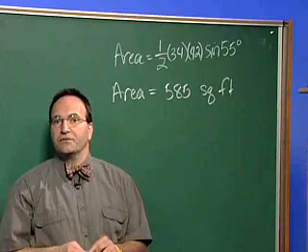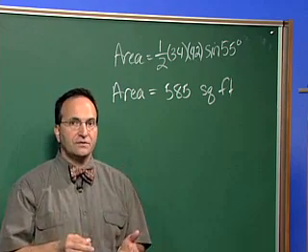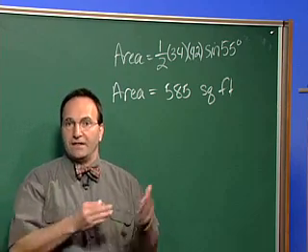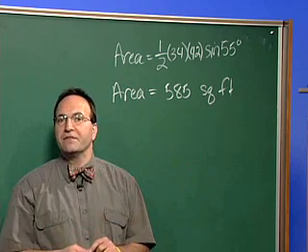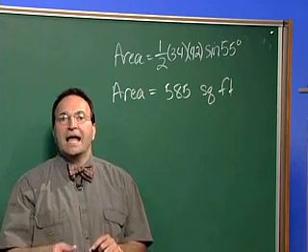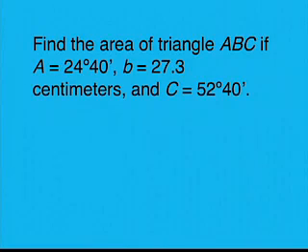Well, we have seen how to find the area of a triangle given the length of the three sides, or given the length of two sides and the included angle. But what about when we are given the measures of an angle, a side, and another angle? To solve this type of problem, we use the law of sines and the area formulas in combination. So here's an example. Find the area of a triangle ABC if angle A is 24 degrees 40 minutes, side B is 27.3 centimeters, and angle C is equal to 52 degrees 40 minutes.